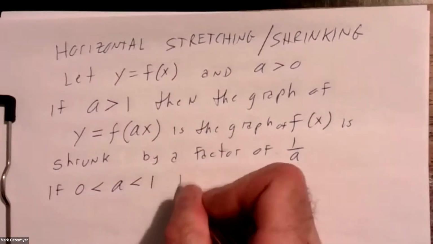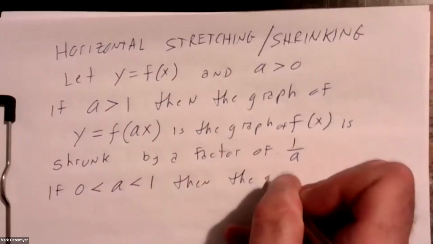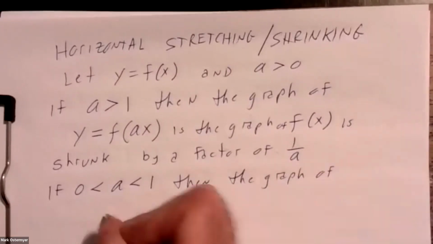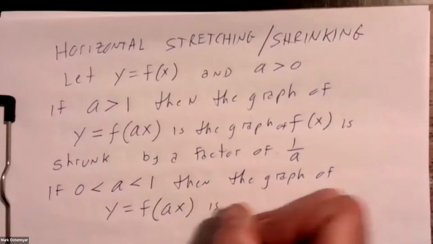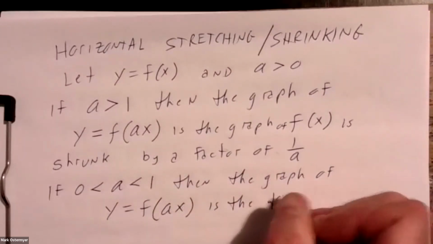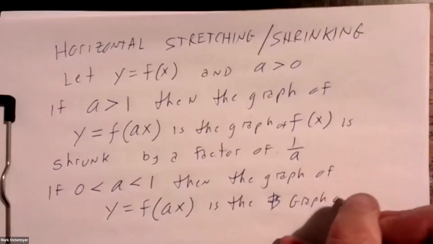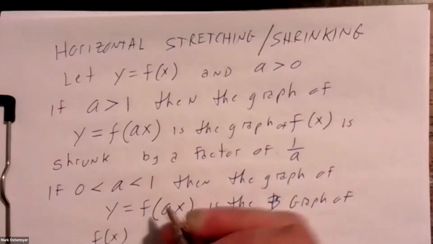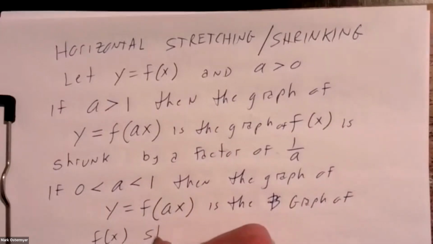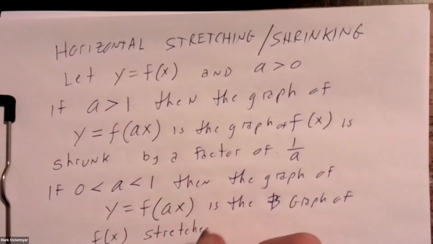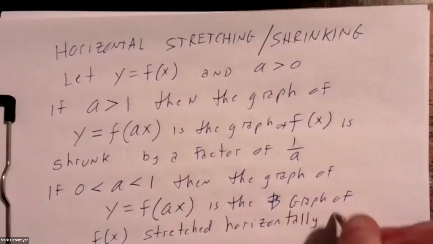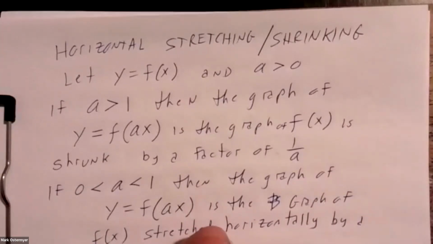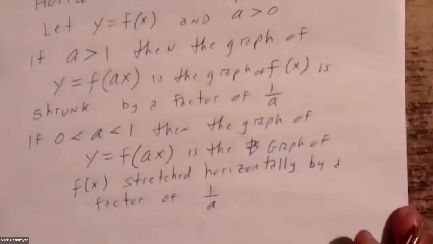some fraction or decimal, then the graph of this new function, y equals f of a times x, is going to be the graph of f of x stretched horizontally by a factor of 1 over a. Okay, 1 over a.